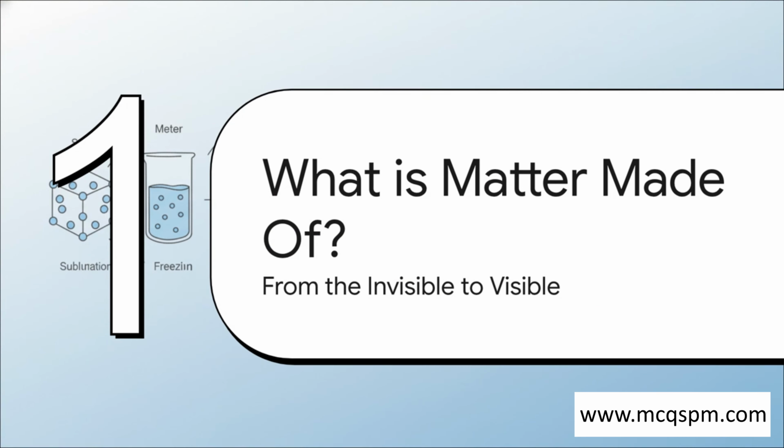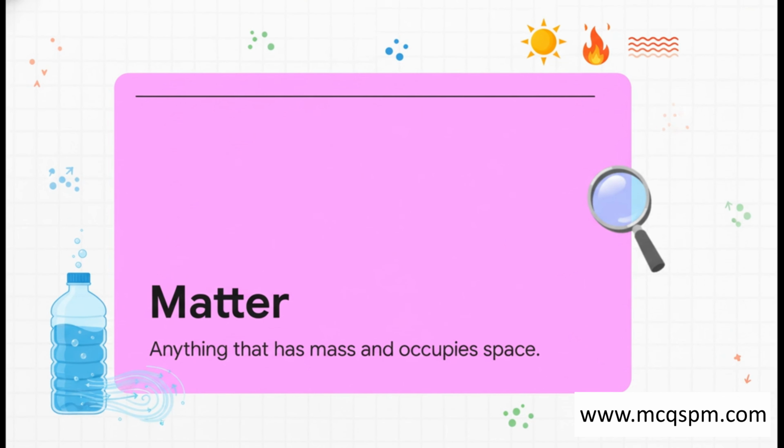All right, let's get into it. We're surrounded by stuff, right? But what actually is all this stuff? We're going to start at the very beginning. What is matter made of? First things first, you're going to need a solid exam-ready definition. And it's pretty simple. Matter is anything that has mass and occupies space.